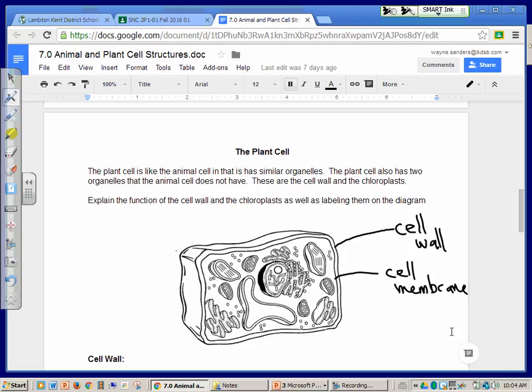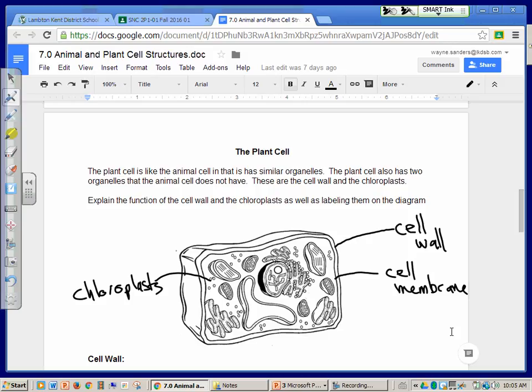The chloroplasts, they're green. In this picture, they're the little dots. So you could pick any one of these little dots that are kind of sitting there in a row, those little circles, and they're the chloroplasts. I've got to check the spelling, chloroplasts.